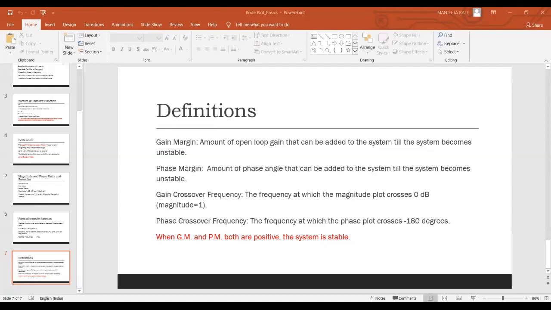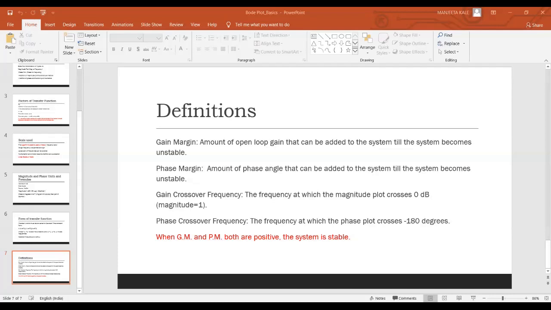Now, why is it equal to 1 and what is the significance of 0 dB? If you calculate the magnitude using the formula 20 log of K, when K is equal to 1, suppose the open loop gain of the transfer function is equal to 1, then ultimately the magnitude in dB is going to be 0 dB. So the frequency at which the magnitude plot crosses 0 dB, that is nothing but magnitude equal to 1. That frequency is known as gain crossover frequency. We denote it with omega GC. GC stands for gain crossover.